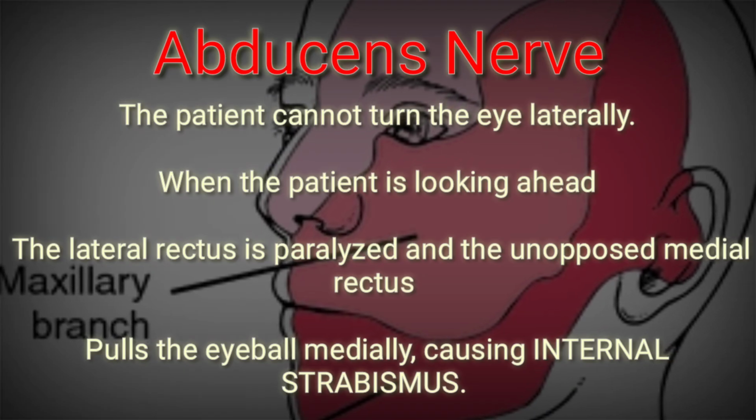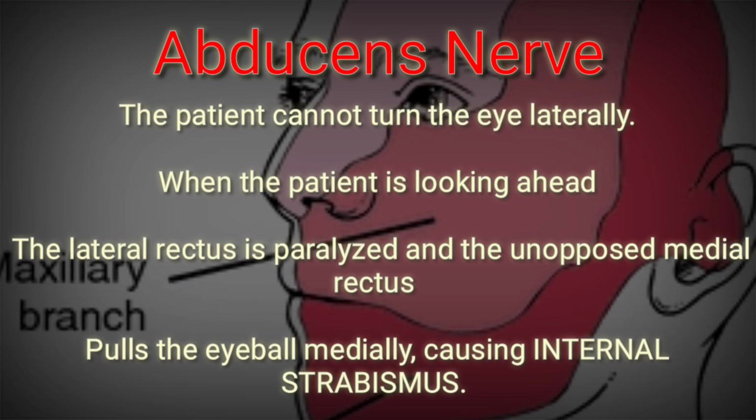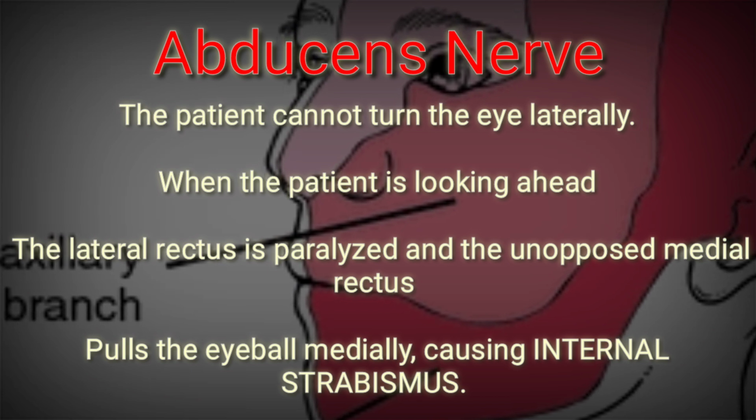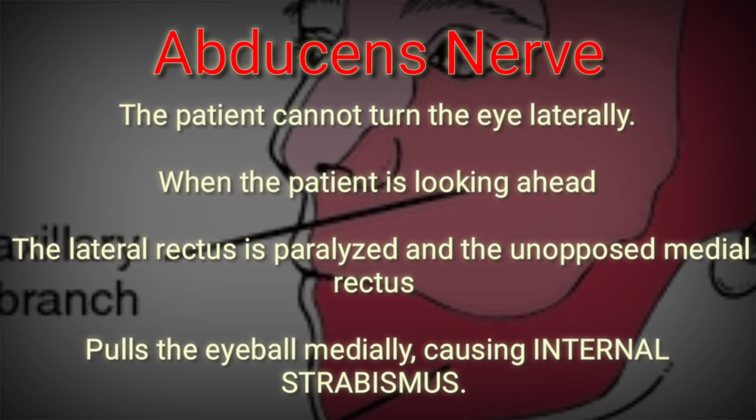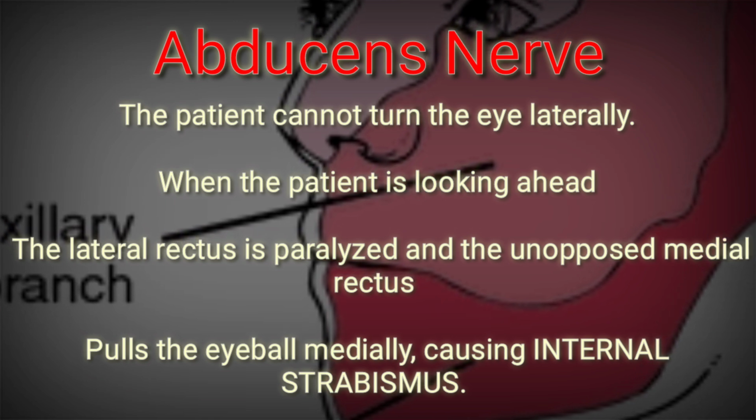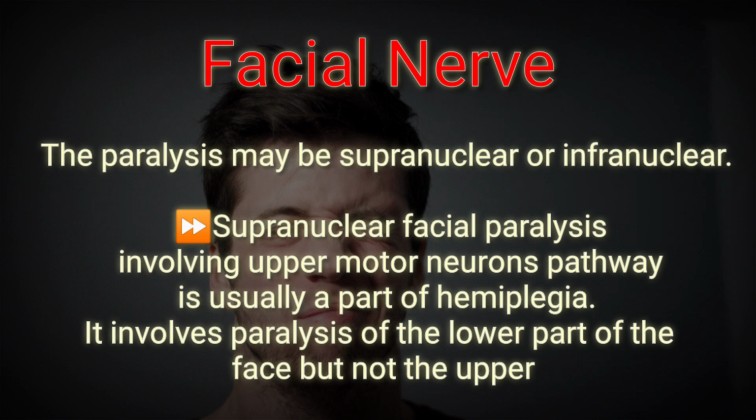The next one is abducent nerve and applied anatomy. In a lesion of the abducent nerve, the patient cannot turn the eyes laterally. When the patient is looking ahead, the lateral rectus is paralyzed and the unopposed medial rectus pulls the eyeball medially, causing internal strabismus.